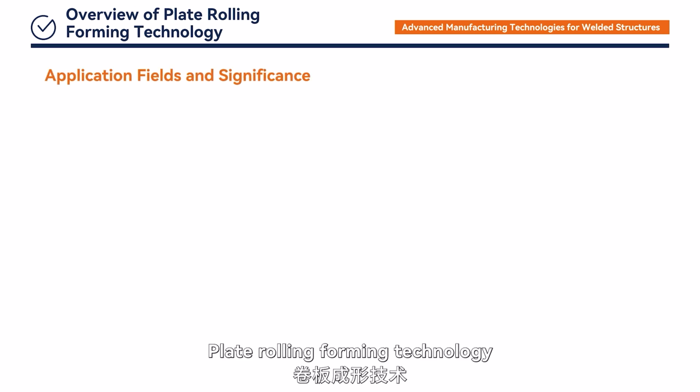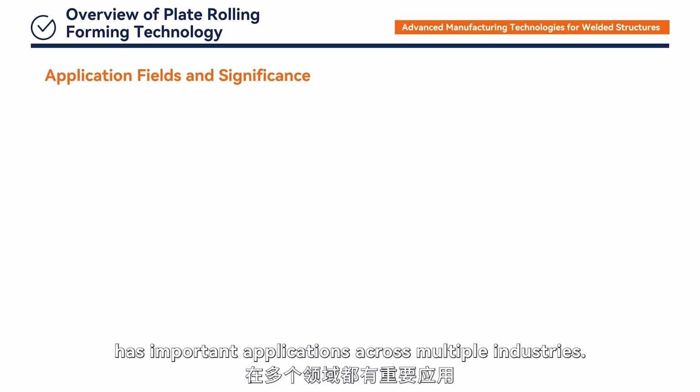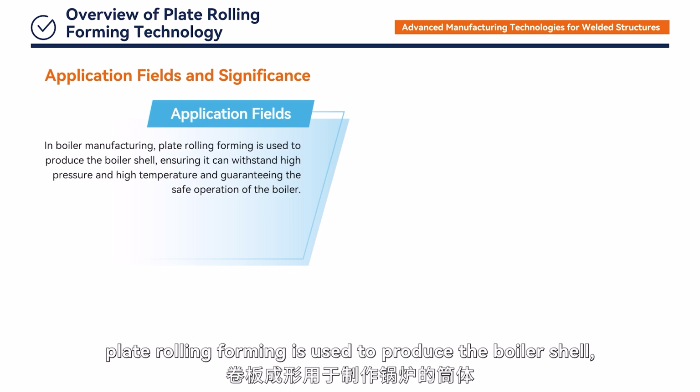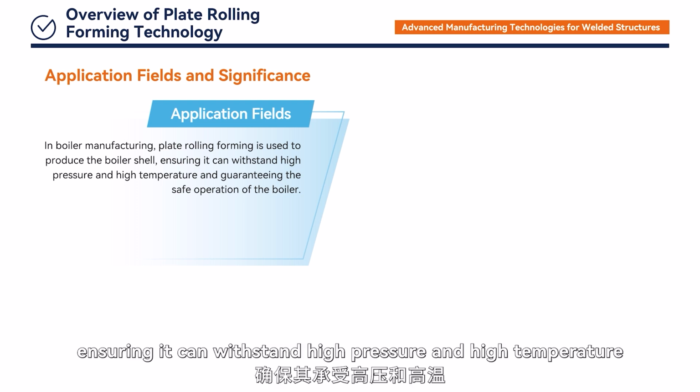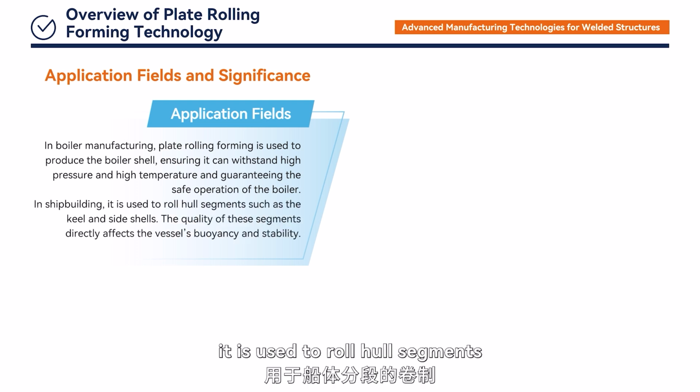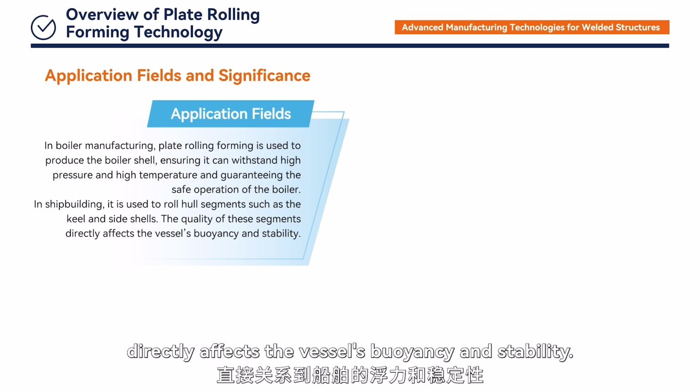Plate rolling forming technology has important applications across multiple industries. For example, in boiler manufacturing, plate rolling forming is used to produce the boiler shell, ensuring it can withstand high pressure and high temperature and guaranteeing the safe operation of the boiler. In shipbuilding, it is used to roll hull segments such as the keel and side shrouds. The quality of these segments directly affects the vessel's buoyancy and stability.